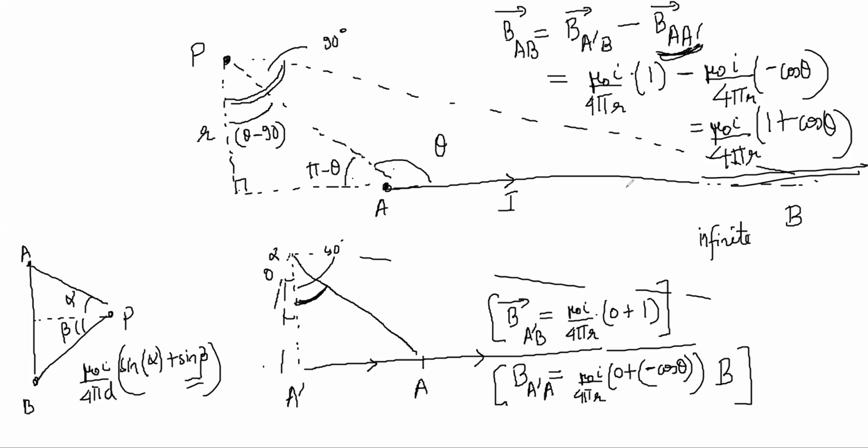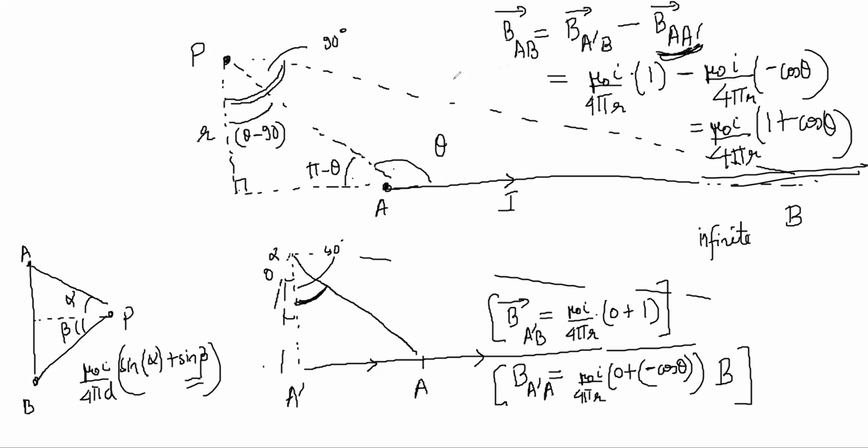I don't know. What is wrong? Nothing is wrong. We can say that the length AB is equal to A dash B minus A dash. But the field due to AB also we can say as A.